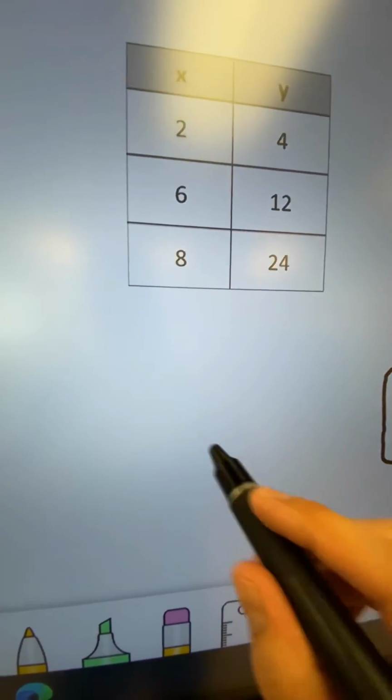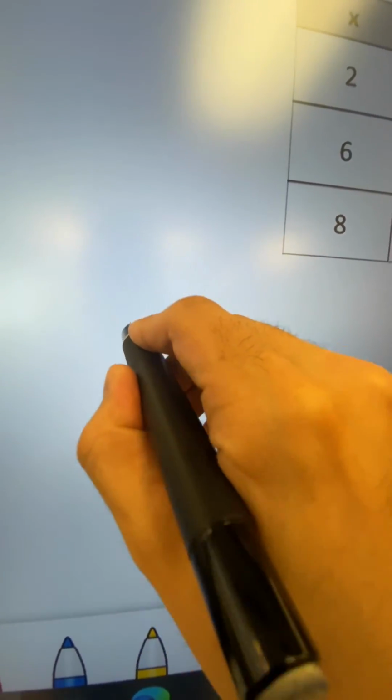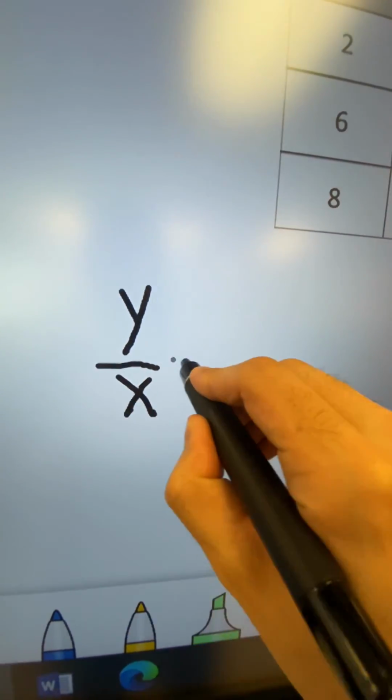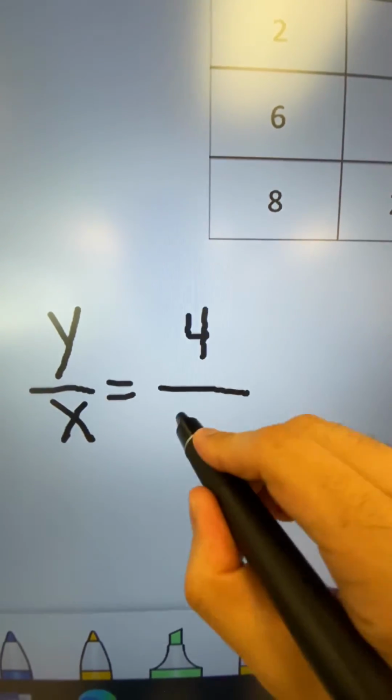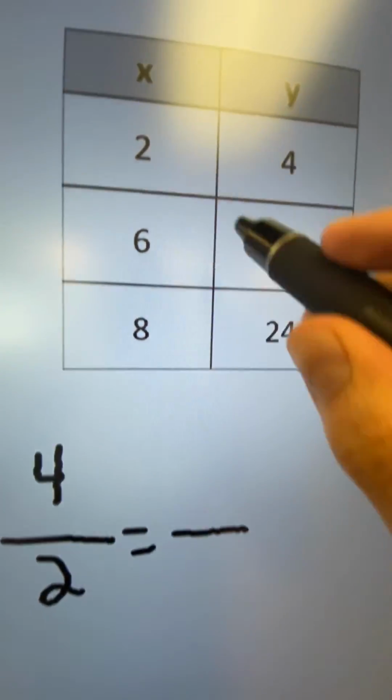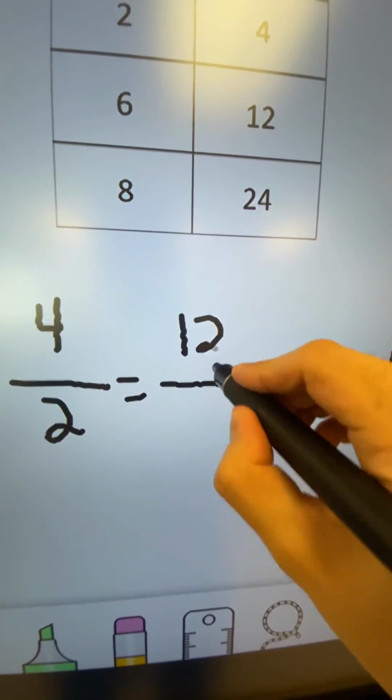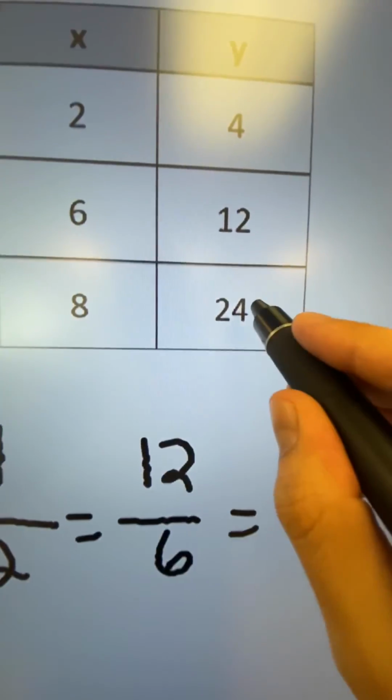So I'm going to go ahead now and put y divided by x, just to organize the work. The first one is 4 over 2. And I'm going to do the same thing for the other ones, 12 over 6, and then the last one, 24 over 8.